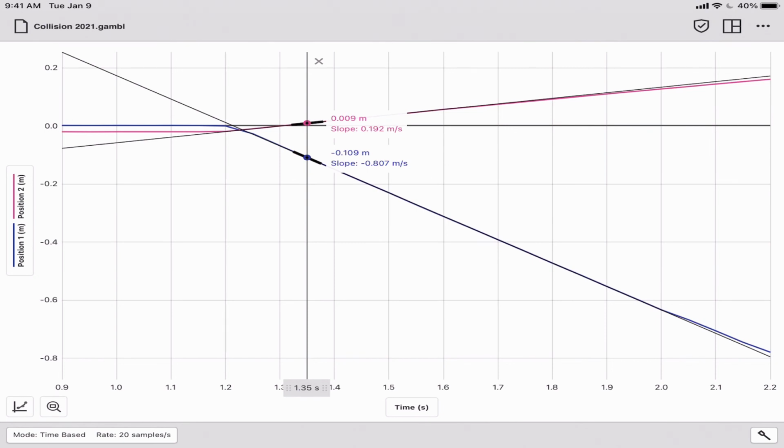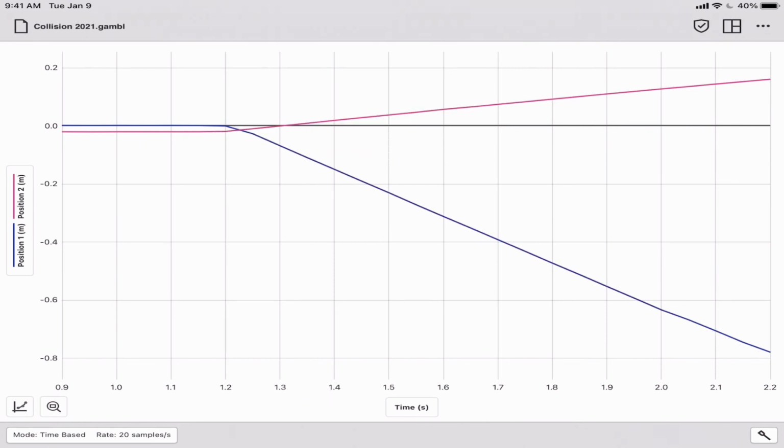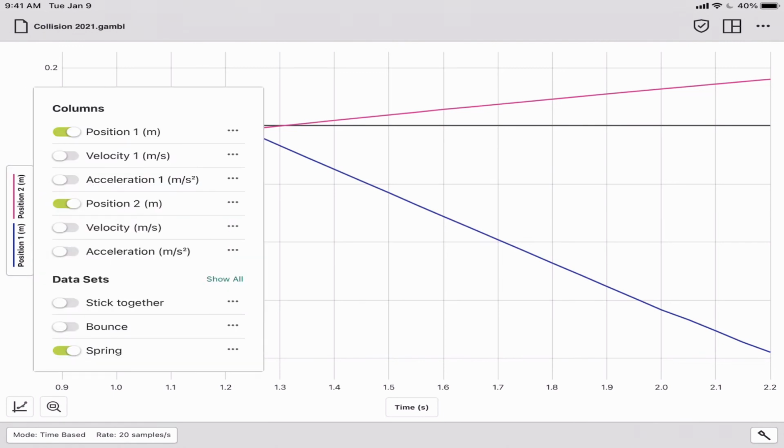Once you have that data, then that's the main reason we're doing this. We don't need to use this app anymore, and you can use the information to do the data and analysis for the lab.